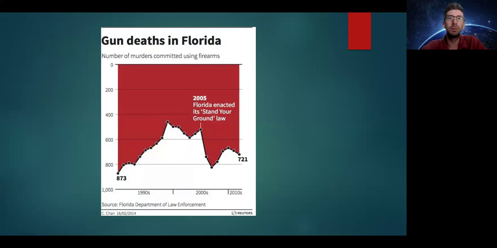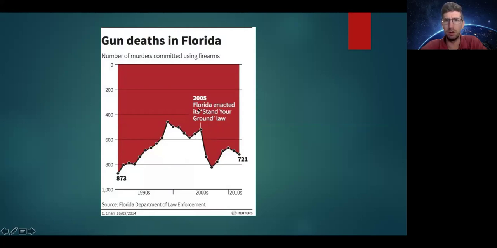This one was pretty crazy to me. I'd never really seen anything like this. So this is a chart representing the number of gun deaths in Florida. We can see that it goes on over time, right? So it starts in the early 90s into the 2000s and the 2010s. And here in 2005, we can see that Florida enacted a stand your ground law, which is some sort of self-defense law, I believe. And so what this chart is trying to show is that, oh, look, gun deaths have gone up over time. They maybe start to decrease a little bit.